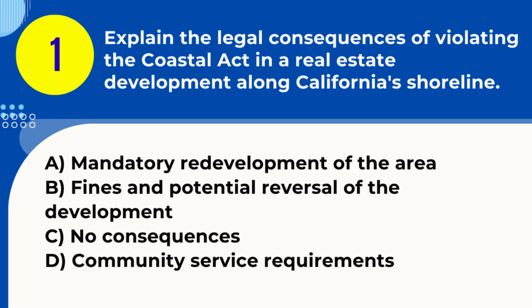Question 1. Explain the legal consequences of violating the Coastal Act in a real estate development along California's shoreline. A. Mandatory redevelopment of the area. B. Fines and potential reversal of the development. C. No consequences. D. Community service requirements.